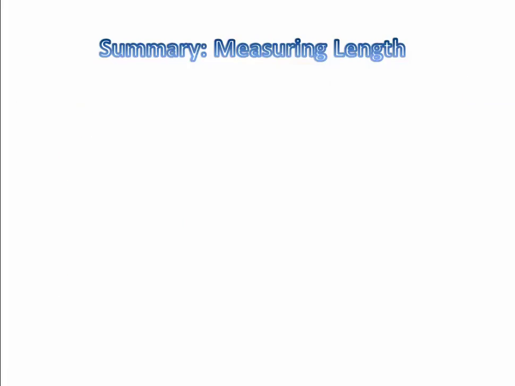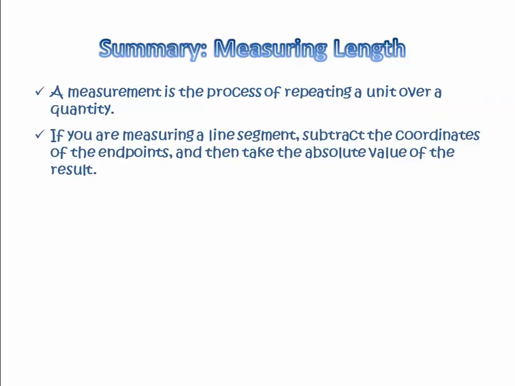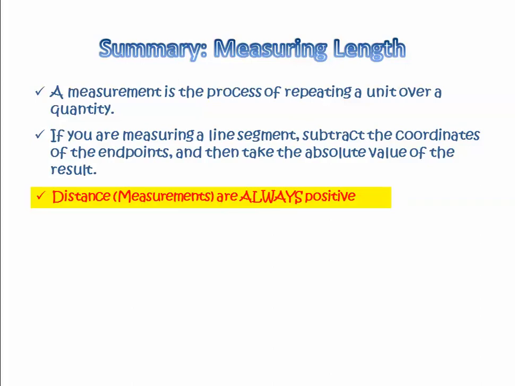Okay, to summarize this, a measurement is the process of repeating a unit over a quantity. If you are measuring a line segment, subtract the coordinates of the endpoints and then take the absolute value of the result. And remember, distance is always positive.